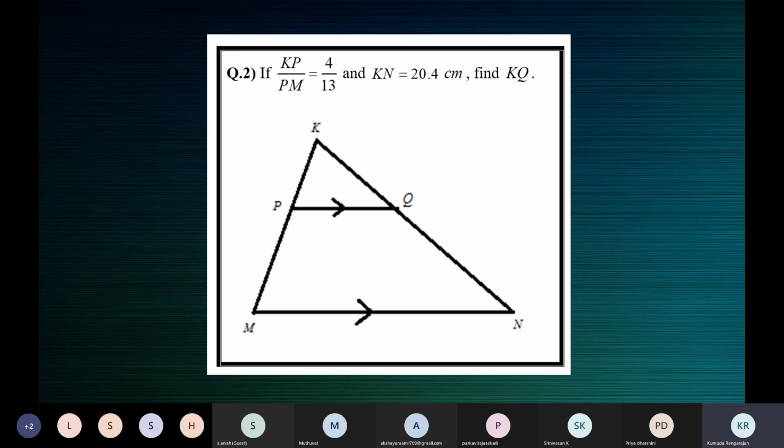Did you use the concept of similar triangles or BPT? Similar triangles. Okay. Can we use BPT? Yes, ma'am, we can also use BPT. If I say KP by KM, KP is 4 and KM is 17. So 4 by 17 is equal to KQ by KN, which is 20.4. Correct.